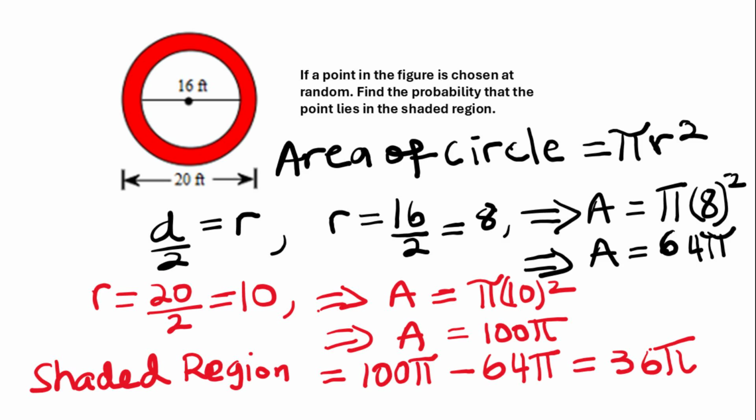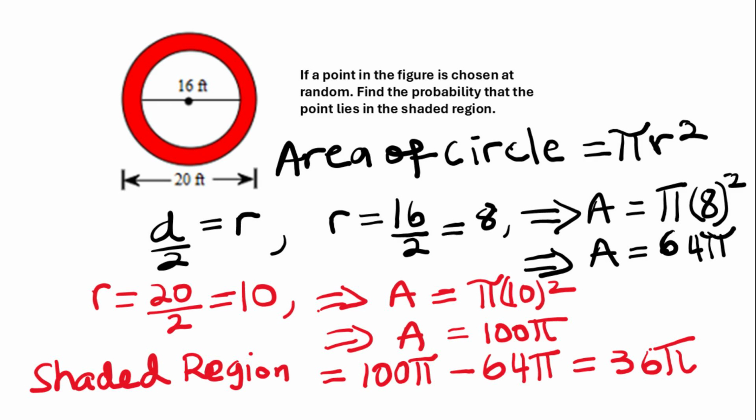Let's explore the probability of a point landing in a shaded region. We start by calculating the area of the circle using the formula pi r squared. With a diameter of 16 feet, the radius is 8 feet, giving us an area of 64 pi square feet.